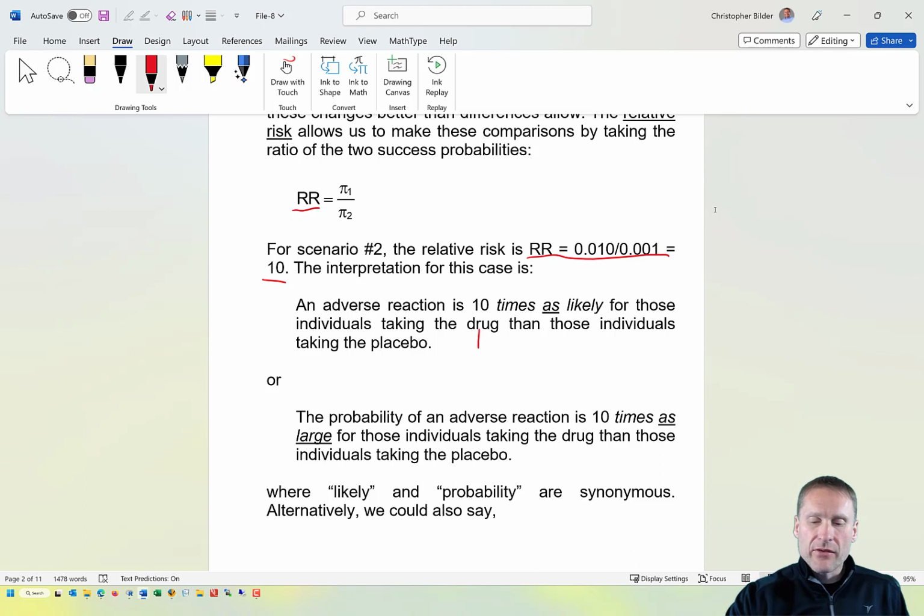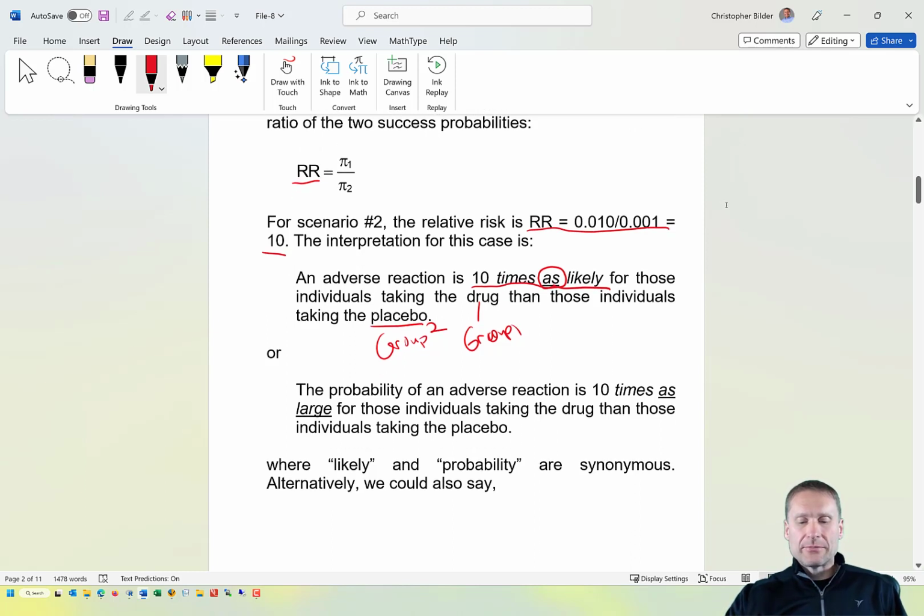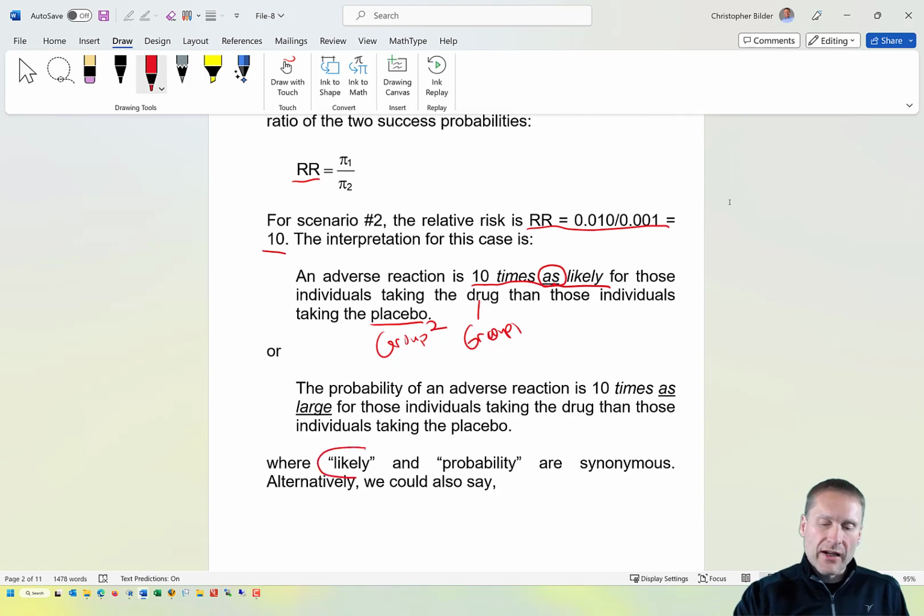So notice how we have group 1 and we have group 2 here. And I'm saying 10 times as likely. Also, I could say the probability of an adverse reaction is 10 times as large for those individuals taking the drug than those individuals taking the placebo. Do note that words like likely and probability mean the same thing.